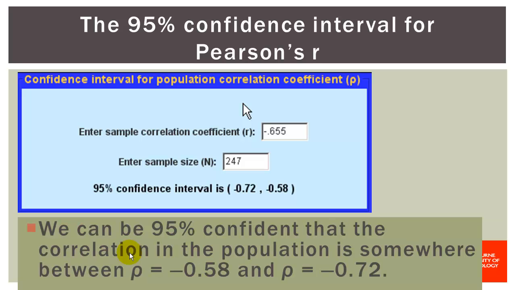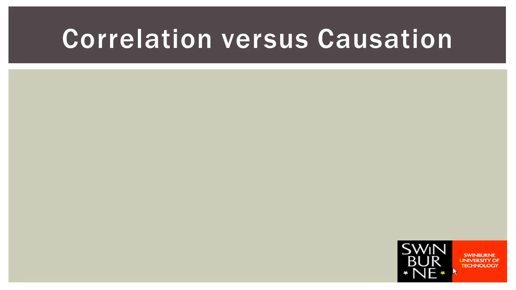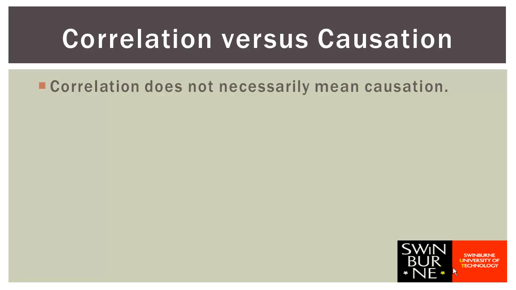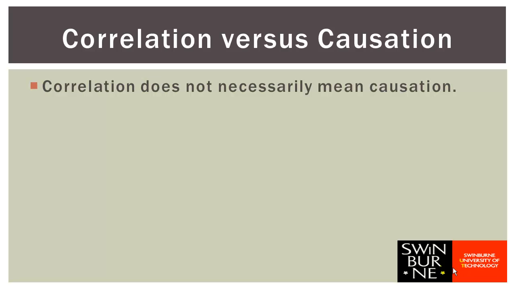Now you'll notice when we write that formally, we use the Greek symbol rho to represent the strength of the correlation in the population. So rho, R-H-O, is not an italicized P, it's a Greek symbol. Now there's one final thing that we need to be aware of when we're interpreting correlations. Just because two variables are correlated with each other doesn't mean that there's a causal relationship. It doesn't necessarily tell us that one variable is causing the changes in the other.